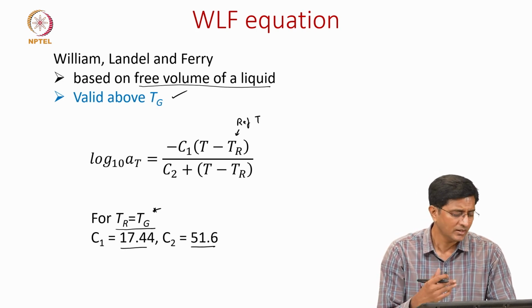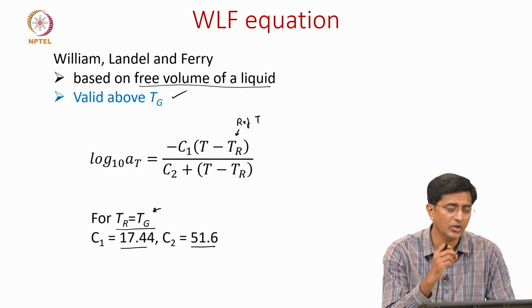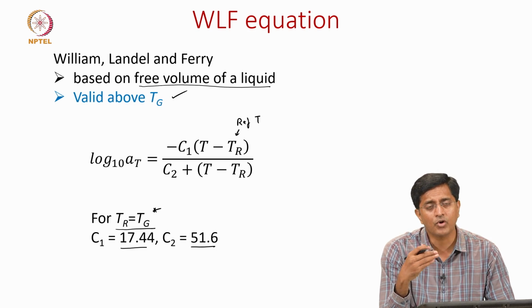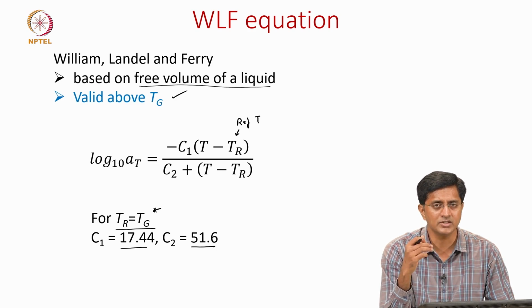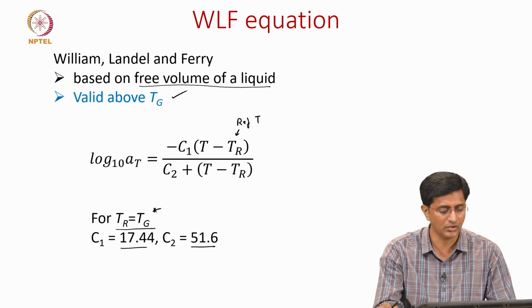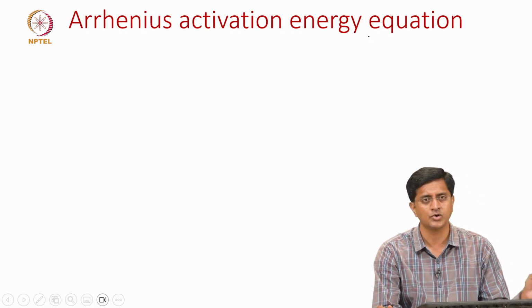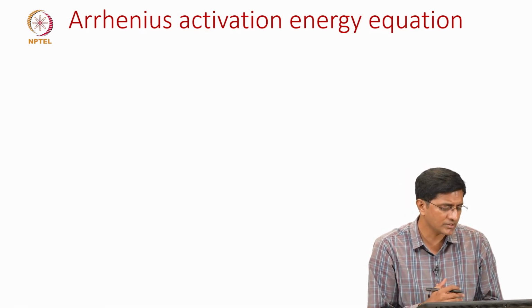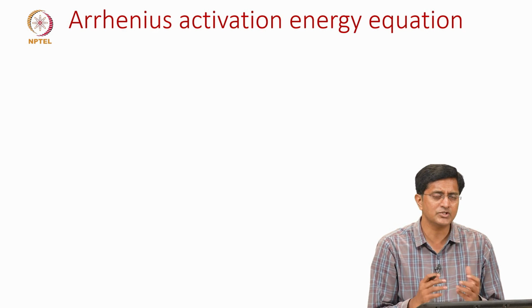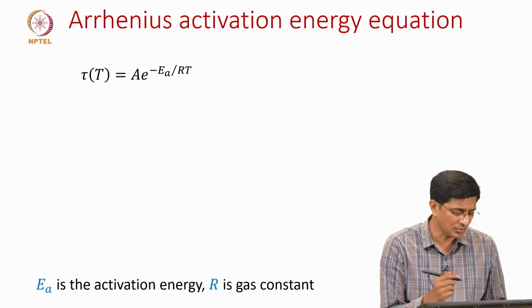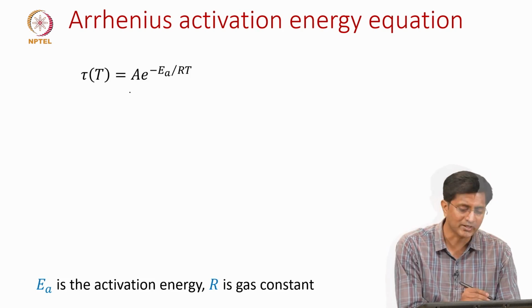Before we move to the next slide, we mentioned that this WLF is only valid above the glass transition temperature. But if we want to find this value of AT for temperatures below the glass transition, that is when we use a second equation, which is the Arrhenius activation energy equation. Perhaps most of you have heard about this Arrhenius equation. It is an equation which is mostly used in kinetics. It tells about how fast a reaction happens, and this is captured through this equation, which is called the Arrhenius activation energy equation.